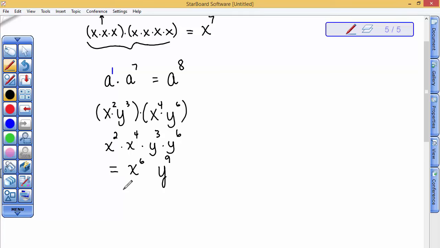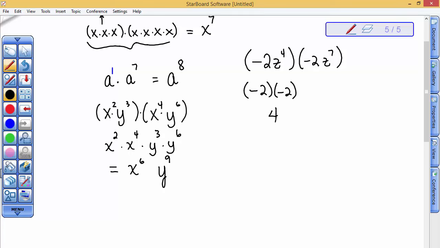So let's go negative 2 z to the 4th power times a negative 2 z to the 7th power. So same here. The numbers negative 2 times negative 2 can be multiplied together to be a positive 4. And the z to the 4th and the z to the 7th can be multiplied together because their bases are alike. But when you multiply, 4 plus 7 is 11.